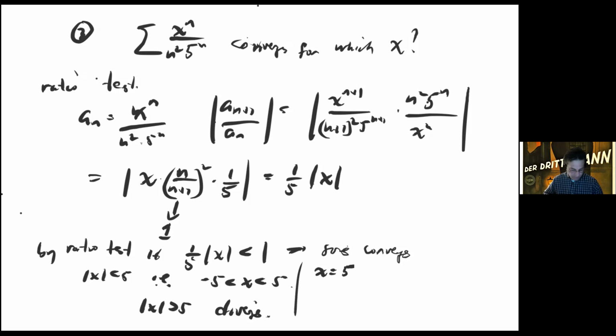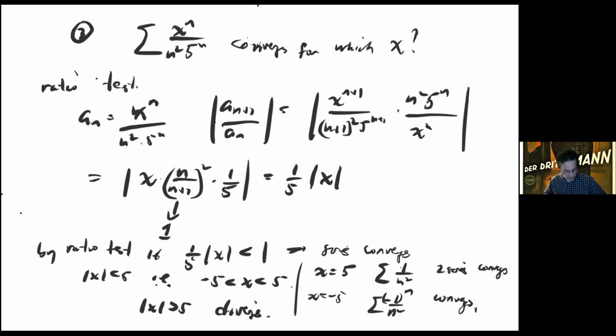Let's try +5 first. If x equals 5, we stick x equals 5 into the series. The series becomes 5 to the n over n squared 5 to the n. In other words, 1 over n squared, and this is the p-series, and the p-series converges. And if x equals -5, you're going to get the alternating p-series, (-1) to the n over n squared, and this also converges. In fact, it converges even absolutely.